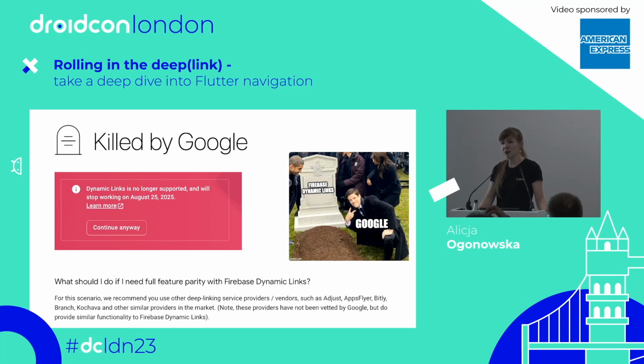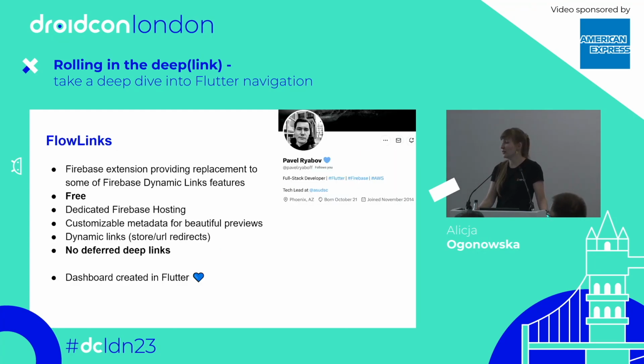And what they recommend is to use just native deep link setup. But what about all the cool features that I mentioned? Well, they also said just use a third party like Adjust, AppsFlyer, Bitly, Branch, Kochava. But they just mention them. They don't say, okay, this one is the best. So basically we are left with nothing. But fortunately, the community is already acting.